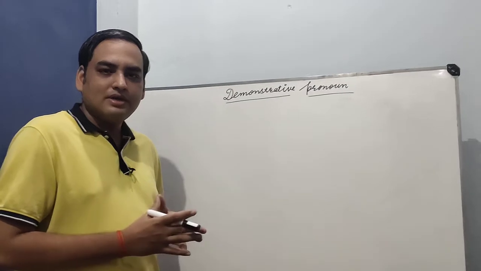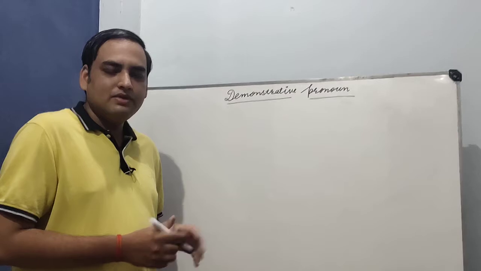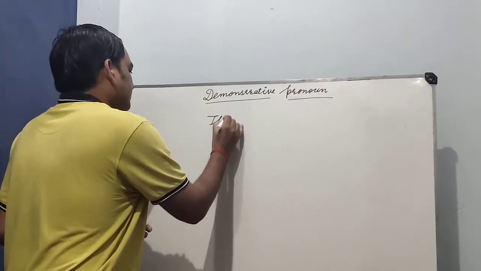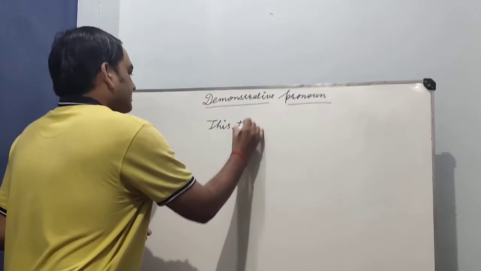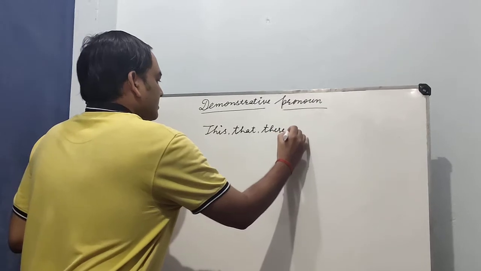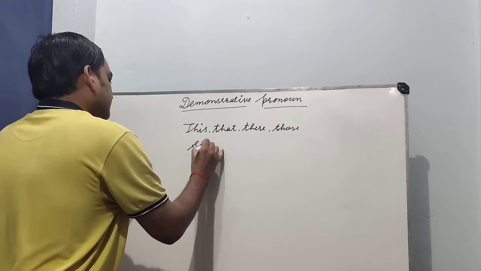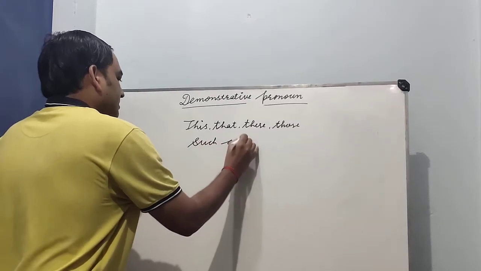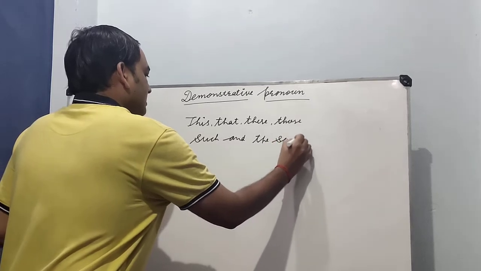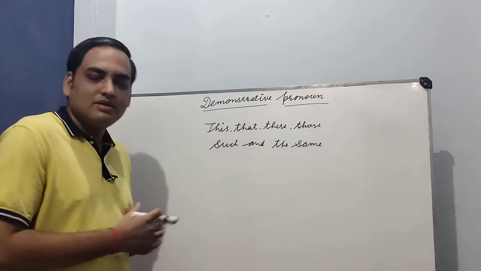So if there are many things and we want to indicate something, then we will use some words like this, that, these, those, such, and the same. These are the words used as demonstrative pronouns in a sentence.